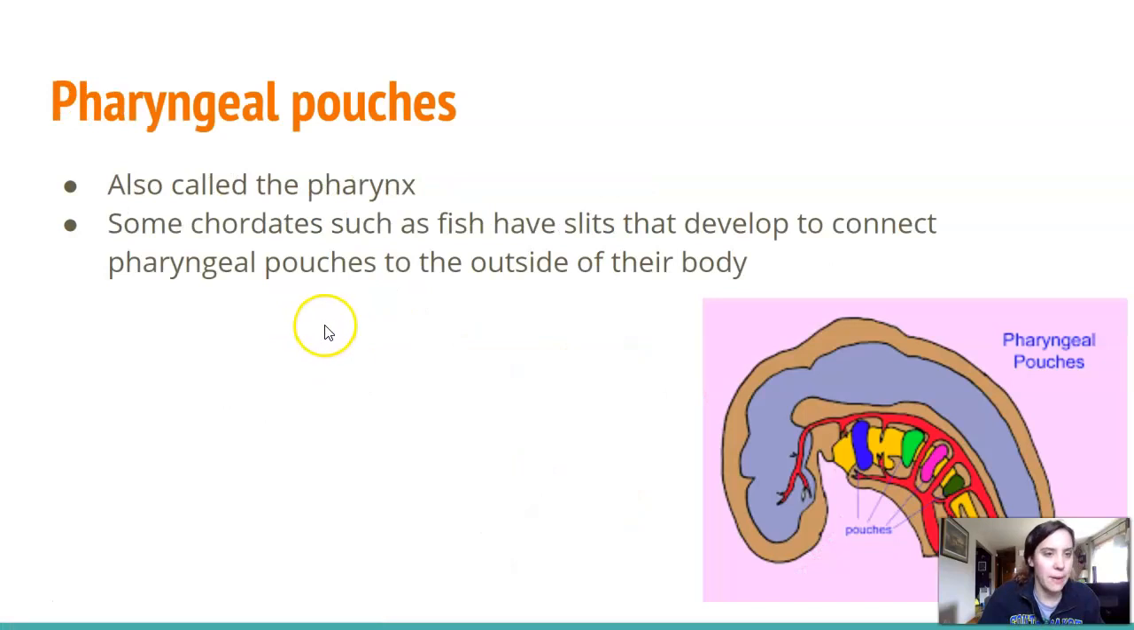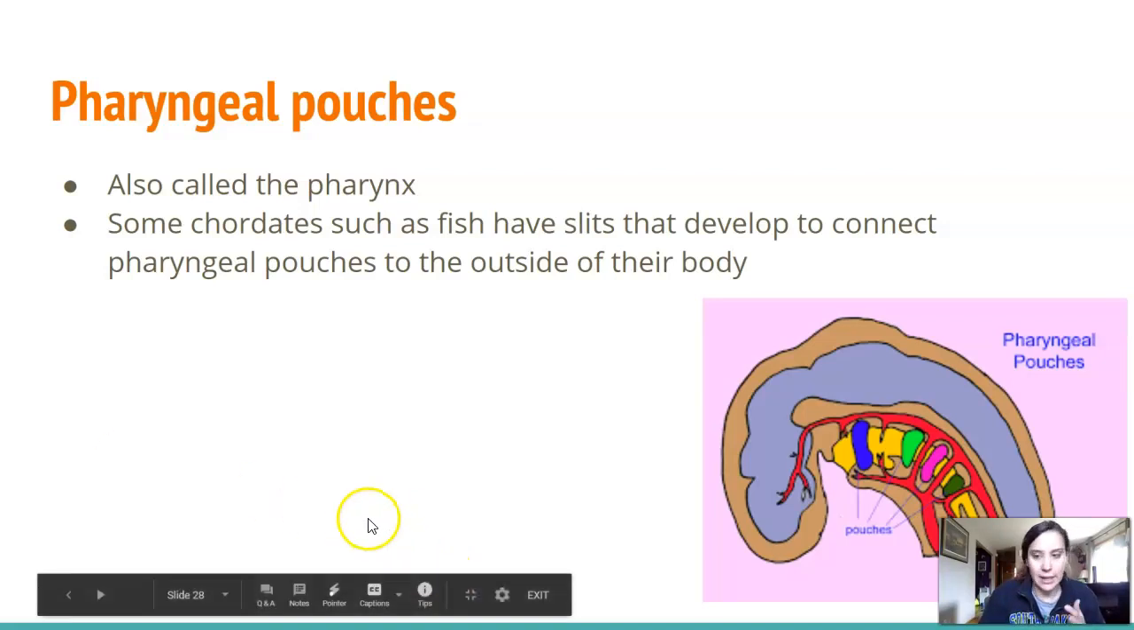Next are the pharyngeal pouches, also called the pharynx. The pharyngeal pouches are actually slits and openings into the pharynx. In organisms that live in aquatic environments, they allow the exit of water that enters through the mouth during feeding. Think of fish, right? They have gills that allow them to breathe. Some invertebrate chordates use the slits to filter food in and out of their mouth. This would be like I said, fish.